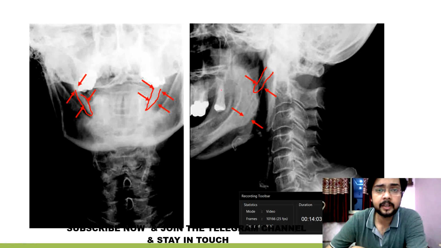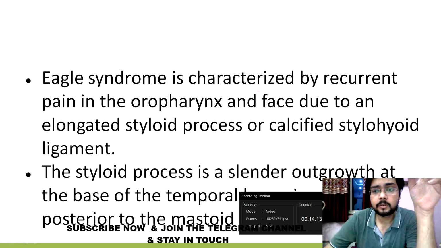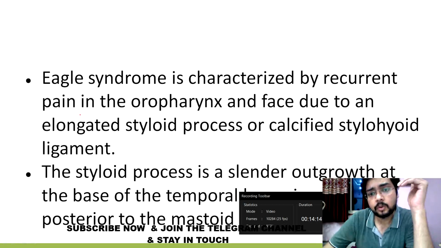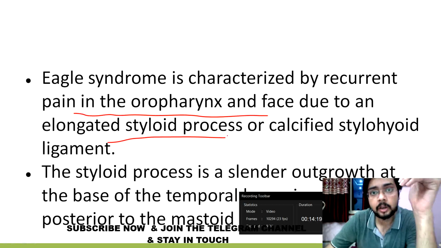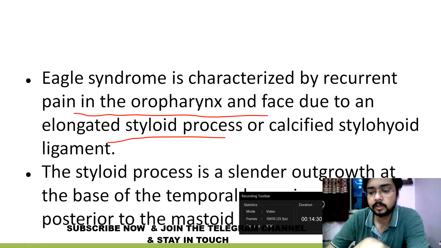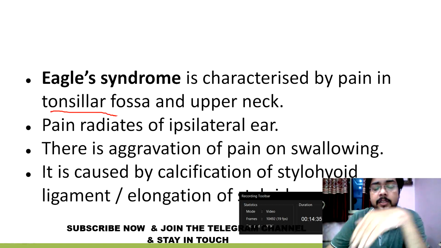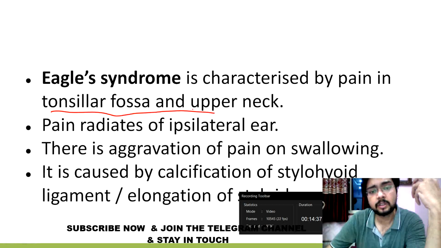So typically, if you see the syndrome, most of you know that Eagle syndrome is the recurrent pain in the oropharynx and face due to elongated styloid process or calcified stylohyoid ligament. The styloid process is just a slender outgrowth near the mastoid tip. So it can cause pain in the tonsillar fossa and upper neck.